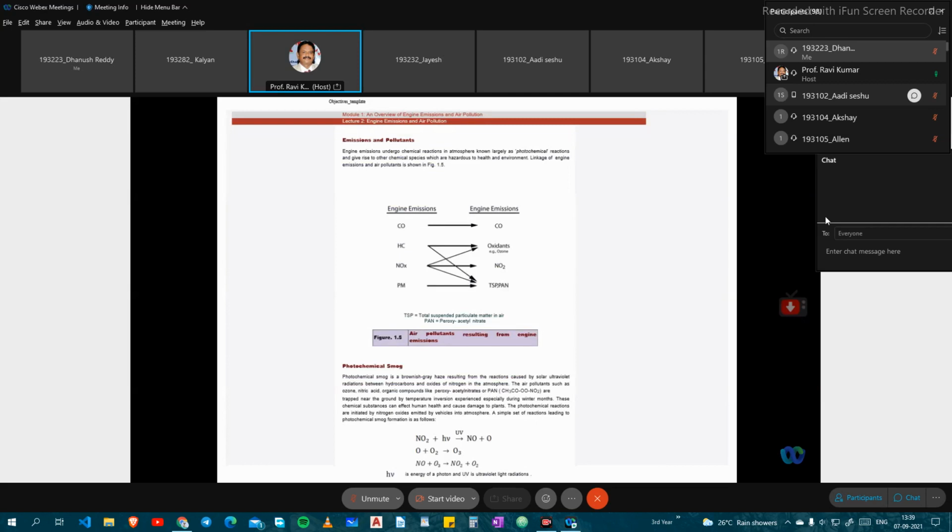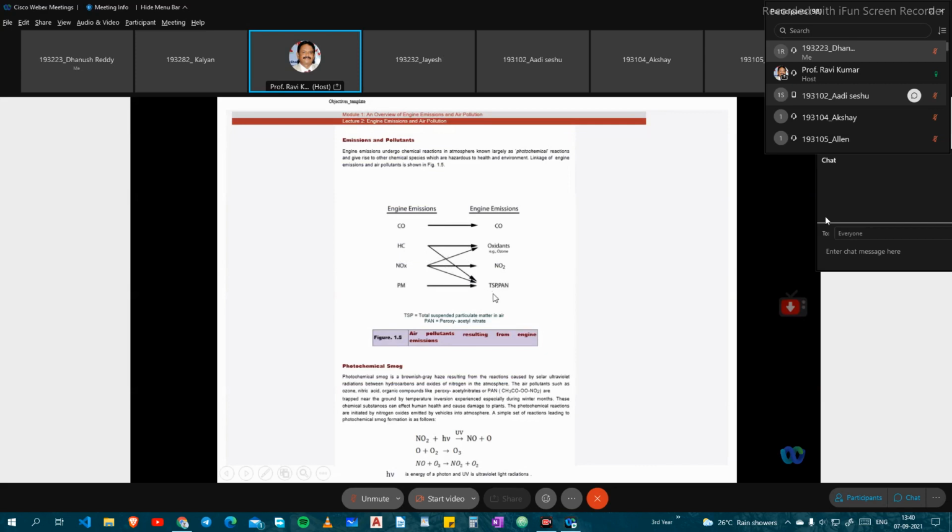I'm not going into depth because it is chemical engineering, which we may not know. But according to our fuel, combustion and exhaust, these are the things that will come. Engine emission CO directly remains CO only. But where you have HC hydrocarbons, the hydrocarbons will be formed as oxidants, and will have TS and SPN.